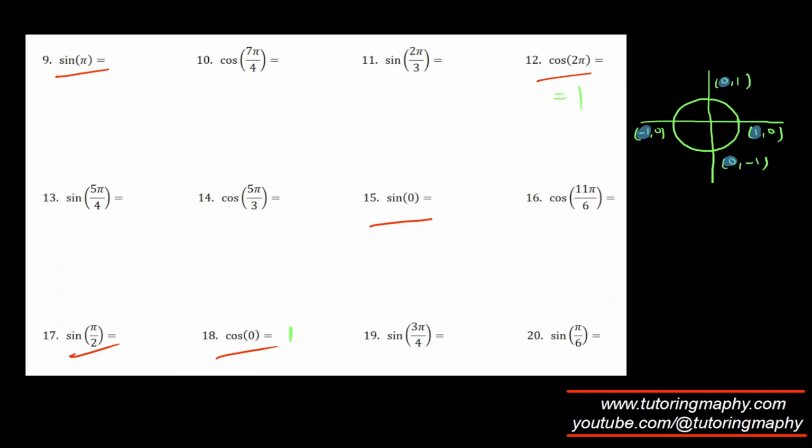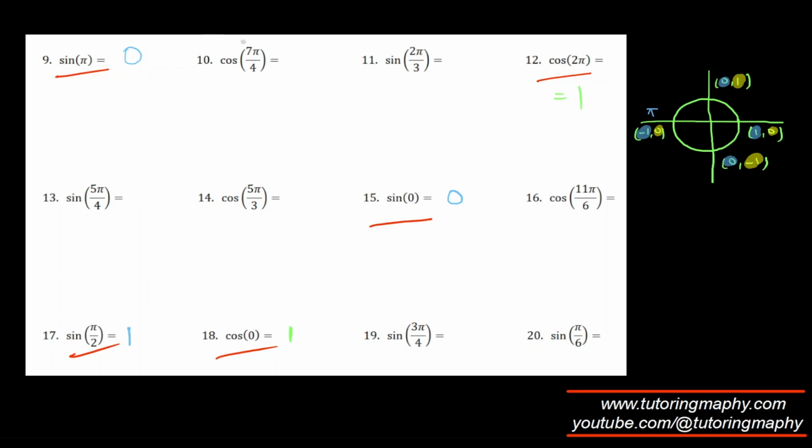Let's focus on sine values. Sine values are the y coordinates. Sine pi is over here, so the y coordinate is 0. Sine 0 is of course 0. Sine pi over 2, the y coordinate is 1. So these are all done.